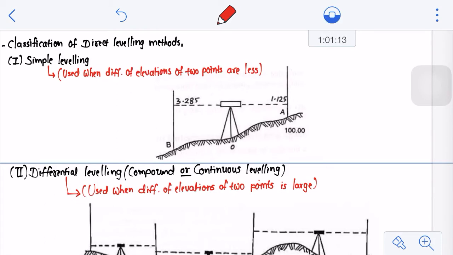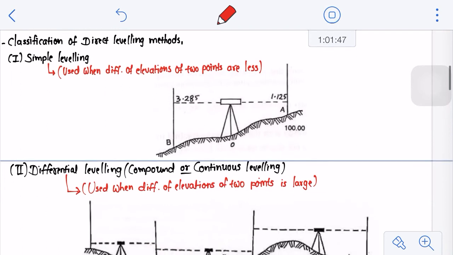The classification of direct leveling methods is again very simple, and it is available in many different forms of leveling. It will start with the first one, which is termed simple leveling, right? If you see on the screen, I have mentioned the important points to be remembered for this method, so that you can distinguish between these methods very easily. I'll give you a very good idea about this method one by one, starting with simple leveling.